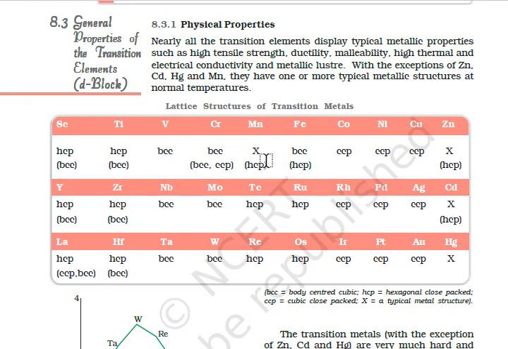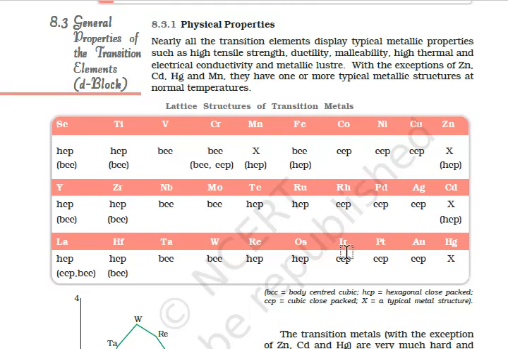In the case of manganese, one or more different metallic structures can be seen here. Next, technetium has hexagonal close packing. In the case of rhenium, hexagonal close packing is there. Then comes iron, body centered cubic. Ruthenium, hexagonal close packing. Osmium, hexagonal close packing. Cobalt, cubic close packing.